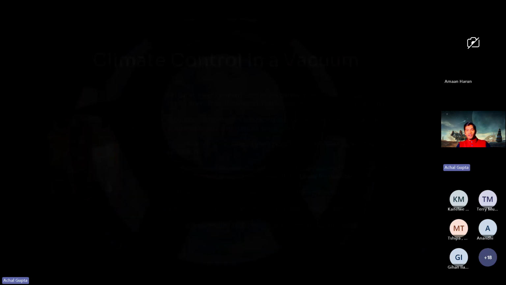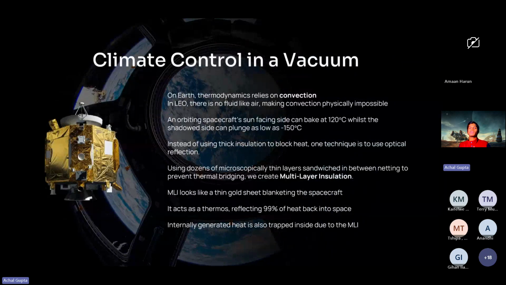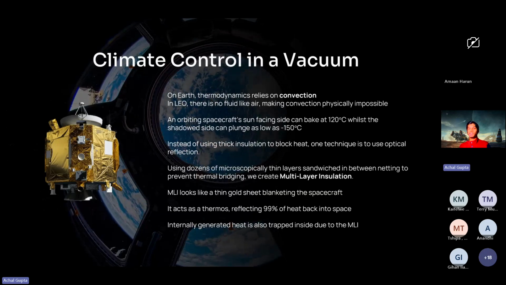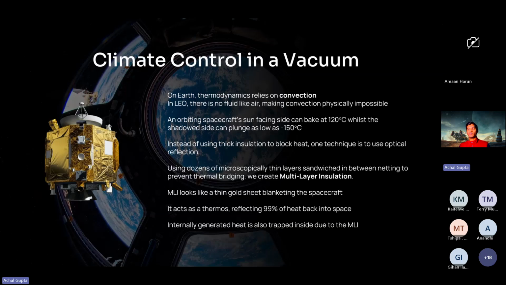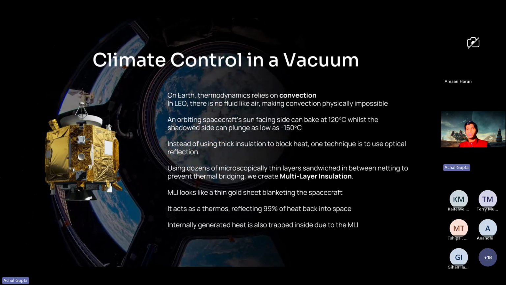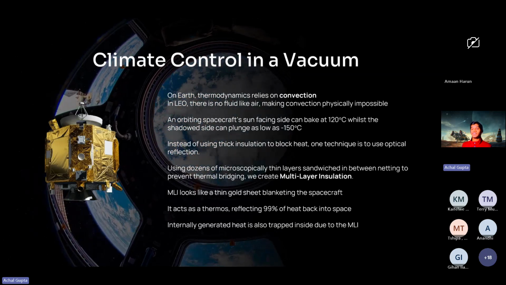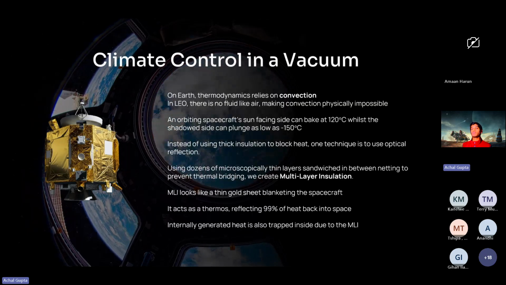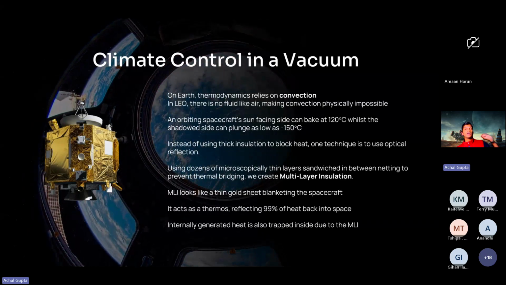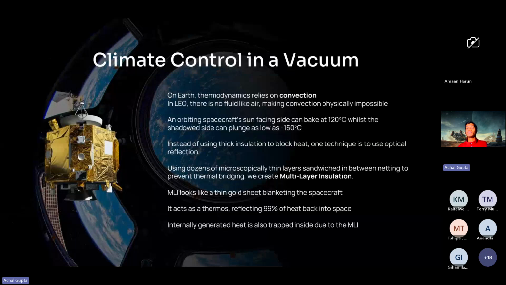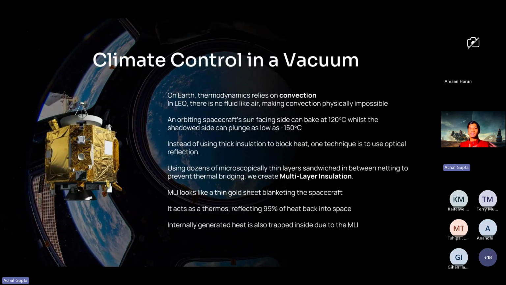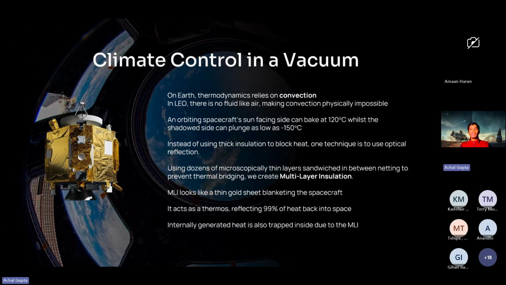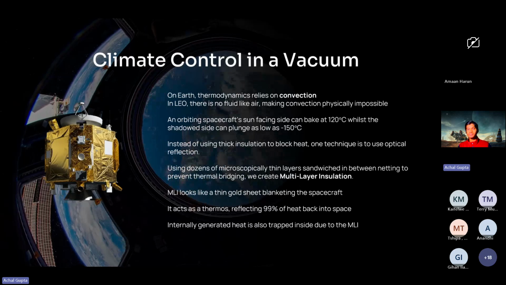Now, before we set a course for the moon, we need to look at climate control, because we're in the vacuum of space, so convection and conduction don't work. As a result, if we had a spacecraft or even a planet without an atmosphere in space, the sun-facing side can bake at very high temperatures, up to 120 degrees, but the side not facing the sun can freeze down to negative 150 degrees Celsius. So we don't want to use thick insulation to protect our craft from this, because thick insulation will be heavy and we already have a very restricted amount of mass. Remember, if we increase our mass, we decrease our delta V.